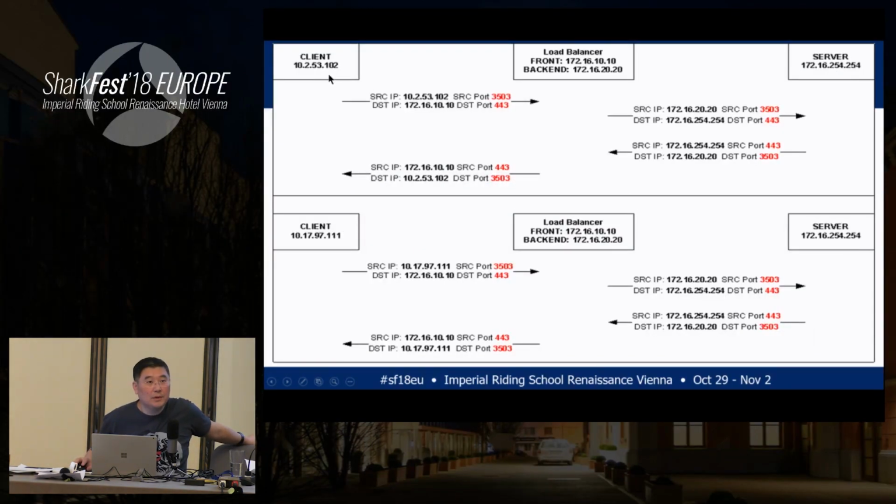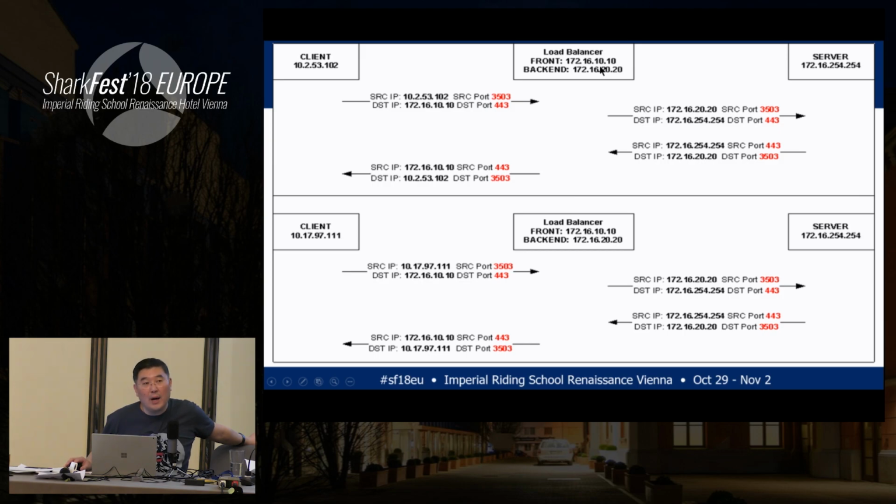Client 102 goes to the load balancer address of 10.10. That's what we saw in the trace file. And it gets NATed to 20.20 and goes to the server, which is the actual application server, 172.16.254.254. We don't see this because we only see the front end connection here. And I'm opening up a connection on 3503 and 443. What did this guy open up on? 3503, 443. We both opened it up on the same ephemeral port and destination of 443.